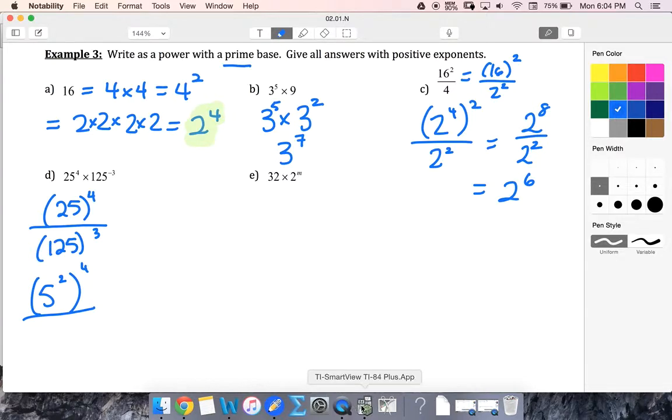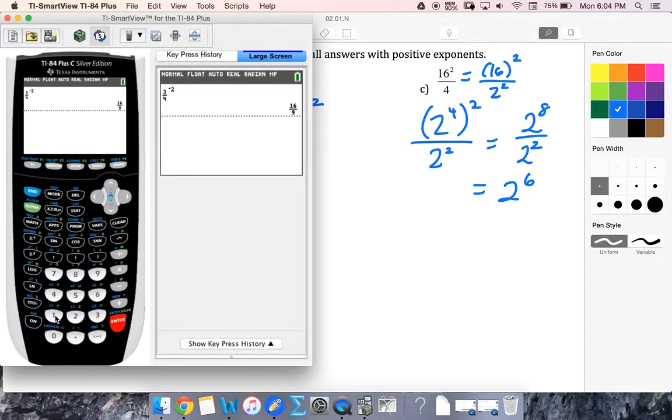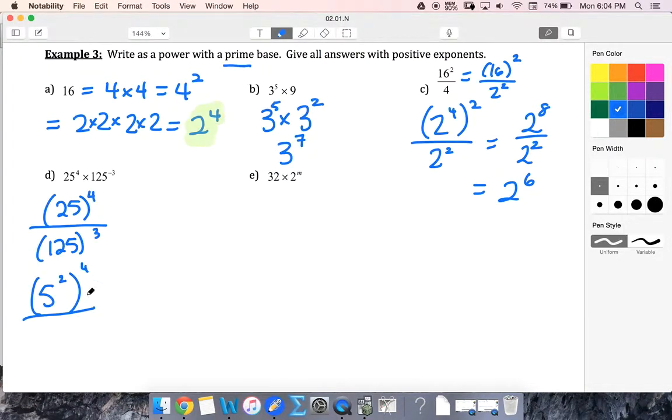125, let's go to my calculator. I know that divides by 5. So 125 divided by 5 leaves 25. I know that that's going to divide by 5 another 2 times. So 125 must be 5 to the 3rd. Let's test it. 5 to the 3rd is 125. So 5 to the 3rd to the 3rd.